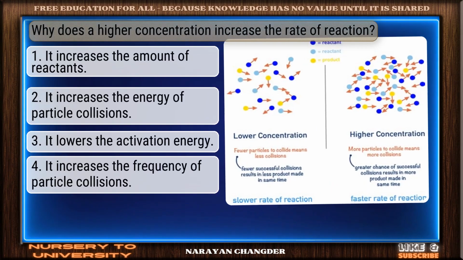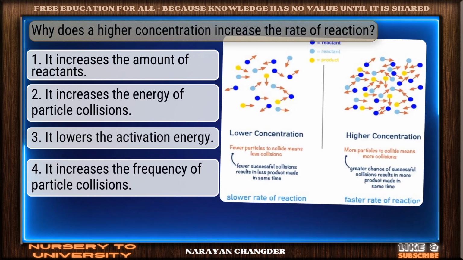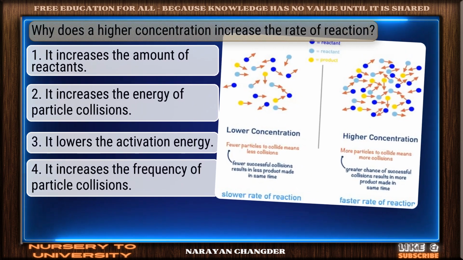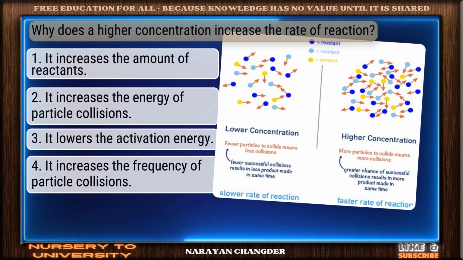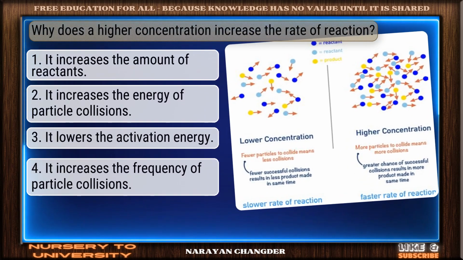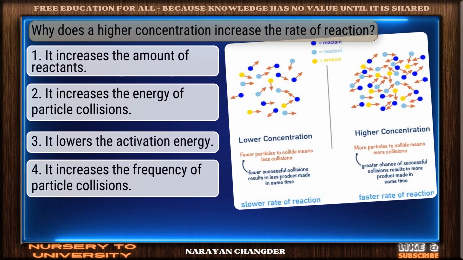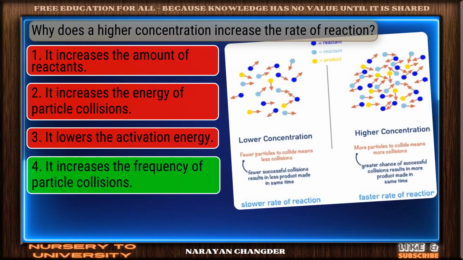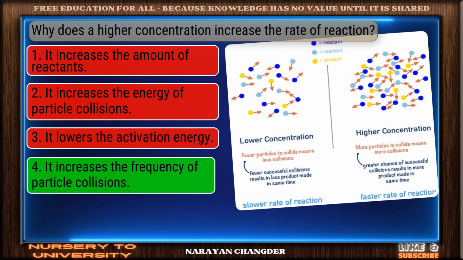Why does a higher concentration increase the rate of reaction? Option 1, it increases the amount of reactants. Option 2, it increases the energy of particle collisions. Option 3, it lowers the activation energy. Option 4, it increases the frequency of particle collisions. Yeah, it increases the frequency of particle collisions is correct.